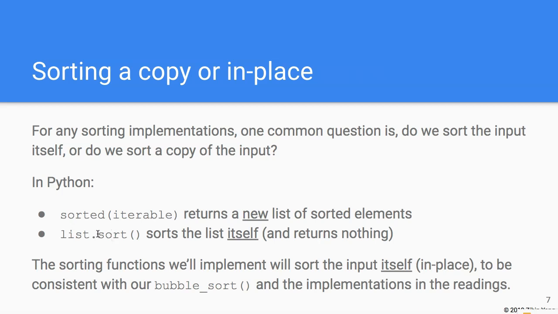Another way, given a list that you want to sort, is to use list.sort, which is the list's own built-in method. This method sorts the list itself. So it changes the list itself, and it does not return anything. So we have two choices, and for the sorting functions that we'll implement, they will sort the input itself. In other words, it's sorted in place. This is just so that it's consistent with what we've already done with bubble sort, and also with what the reading presents.